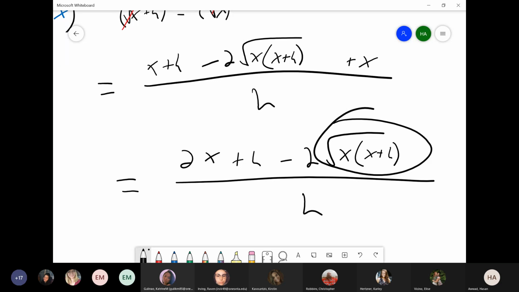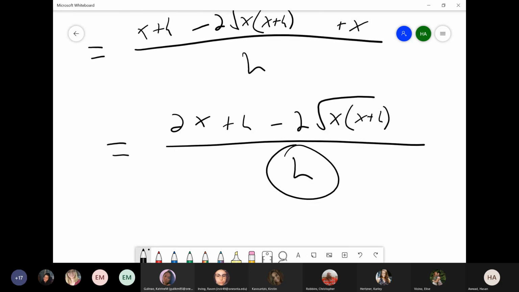I only recommend distributing when you can actually simplify further, or of course if the directions say distribute. But note that that term is basically done. There's nothing else we can combine with our h, and nothing else we can combine with our 2x, so that's also done. And voila, we see that h in the denominator is all by itself, no square roots. So we've accomplished our goal of rationalizing the denominator.